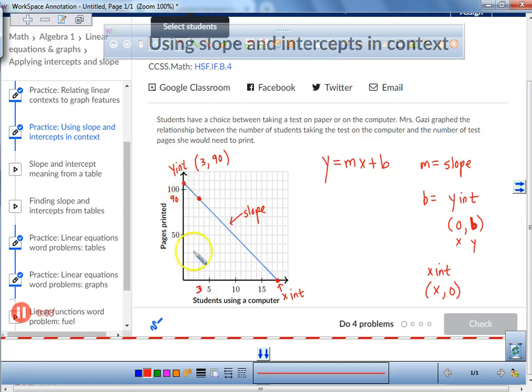What does that mean for us? If there were no students using a computer, how many pages is she going to have to print? Way over 100. But if all of the students use a computer, 15, 16, 17, so she has a total of 18 students, how many pages does she have to print? What do you guys say? 0, right? If all the students use a computer, she doesn't have to print any pages. But if 0 students use a computer, she's got to print close to 110. I know it's not exactly 110, but we'll say about 110.